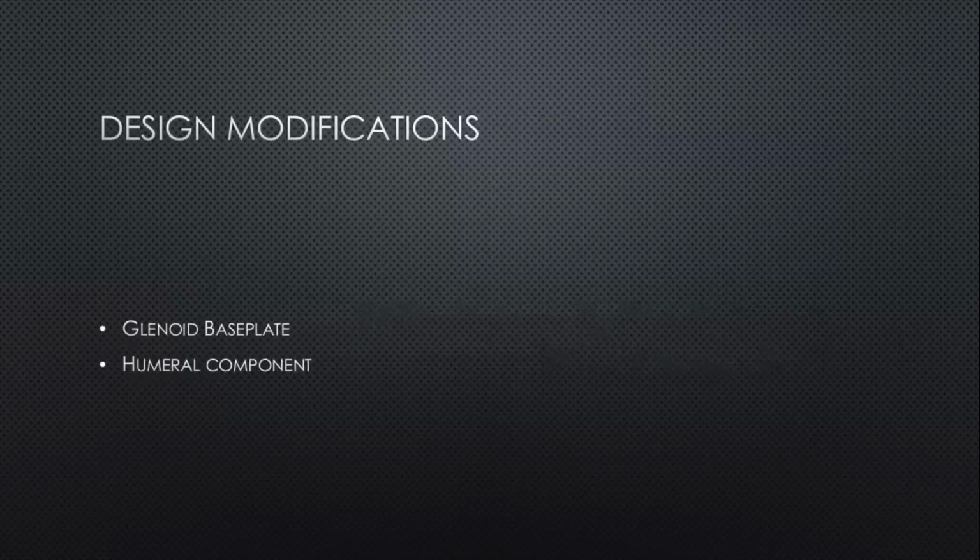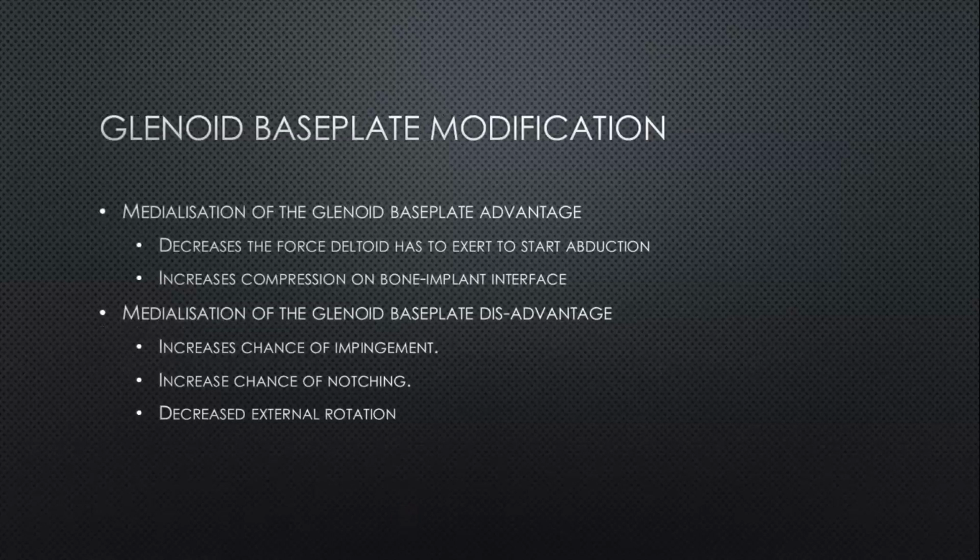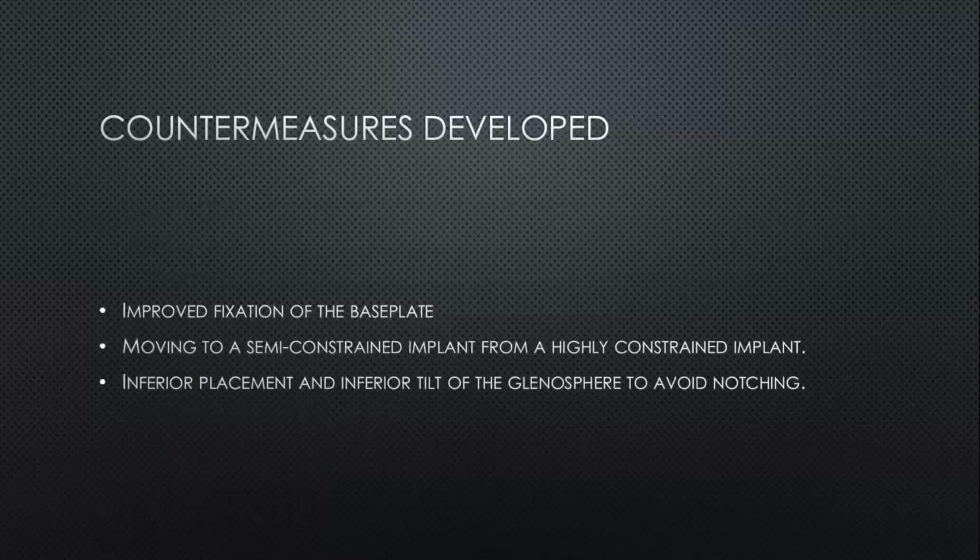And how has this modified over time? The design modifications have come in various packages involving the glenoid base plate as well as the humeral component. The glenoid base plate has undergone medialization, which decreases the shear force of the deltoid and increases the compression forces. And it also has its disadvantages, like increasing chance of impingement at the subacromial level, increasing chance of notching at the subglenoid level, and decreased external rotation due to the unavailability of the posterior one-third of deltoid to carry out this function.